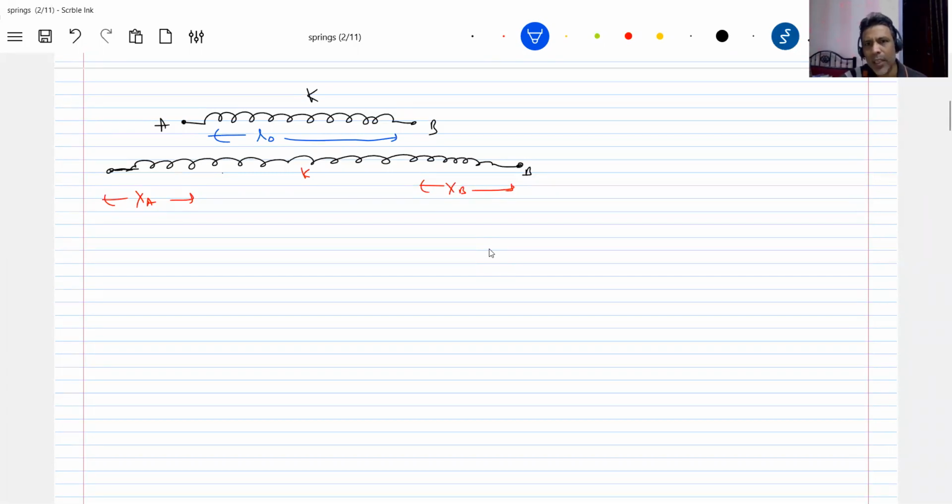Are you able to make it out? So end B is elongated by XB and end A by XA. What is the total elongation of the spring? The total elongation is X equal to XA plus XB. Then how much is the spring force? You have to show the spring force acting like this, Kx and Kx. Don't write KXB and KXA. The total elongation of the spring is XA plus XB.